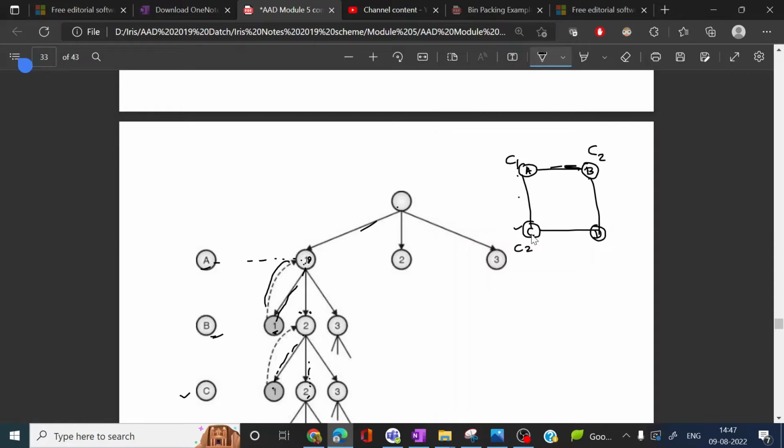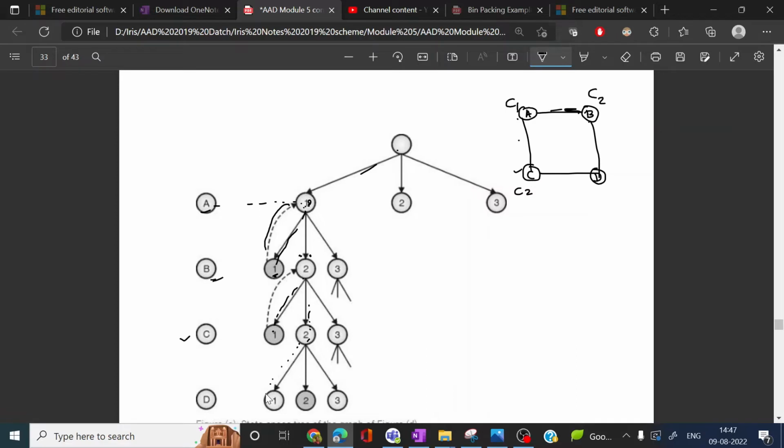Then node D, we will consider color 1 first. If color 1 is not possible, then only color 2. If color 2 is not possible, then only color 3. So now node D will try for color 1. It is possible, so it does not backtrack and we assign that color. The other options are also shown here. So the answer is it is two colorable, because we have only used two colors for coloring this graph.